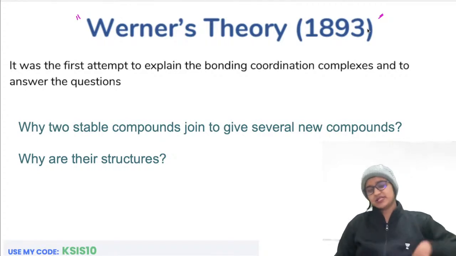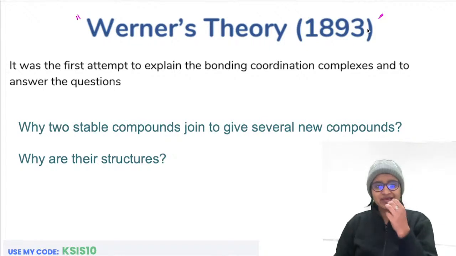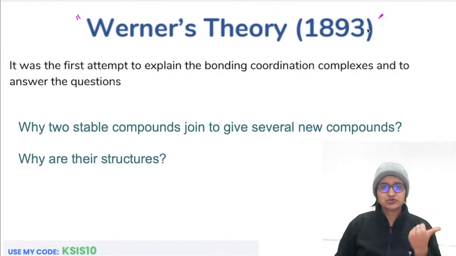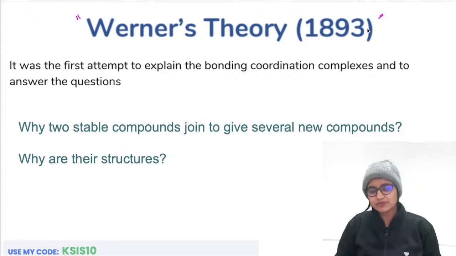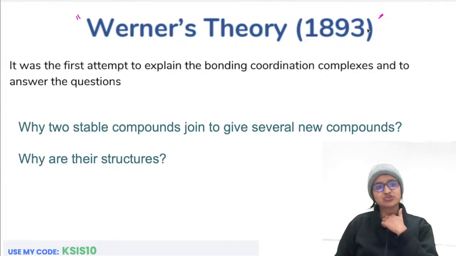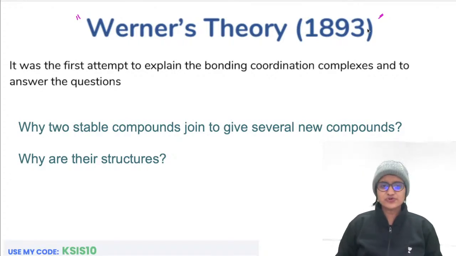And Werner was the very first person who made an attempt to explain the bonding of coordination compounds, why these compounds have different kinds of bonding. We will see why the bonding is different. He was the first person who tried to explain why such bonding exists in coordination complexes. So you can see here, Werner's theory: it was the first attempt to explain the bonding in coordination complexes and to answer questions such as why two stable compounds join to give several new compounds and why their structures are different.